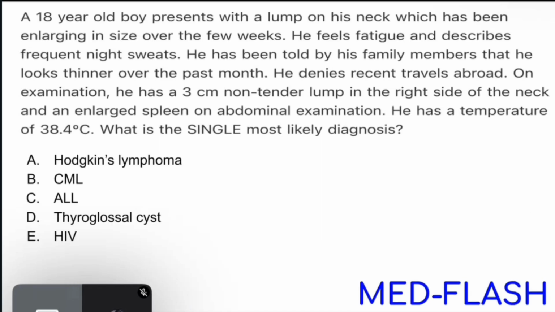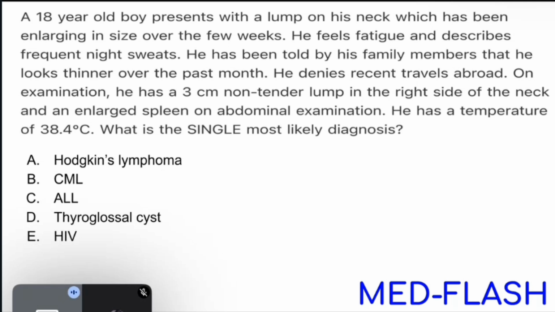Okay, quickie quiz time. An 18-year-old boy presents with a lump on his neck, which has been enlarging in size over a few weeks. He feels fatigue and describes frequent night sweats. He also has been told by his family members that he looks thinner over the past month. He denies recent travel. On examination, he has a 3 centimeter non-tender lump on the right side of the neck and an enlarged spleen on abdominal examination. He has a temperature of 38.4 degrees centigrade. So, what is the most likely diagnosis?